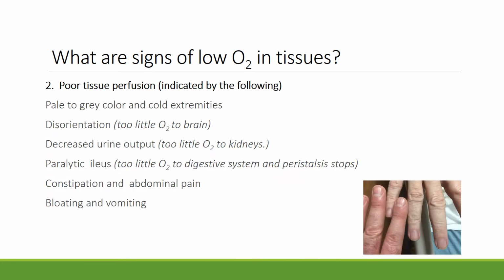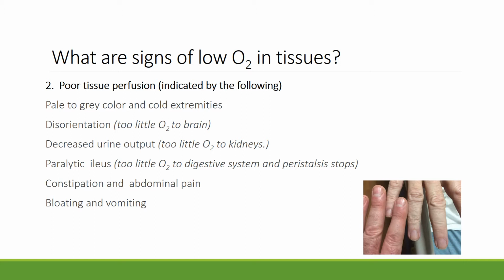Another sign of low oxygen in the tissues is poor tissue perfusion. How do you know when you have poor tissue perfusion? These following signs will tell you that. If the person has a pale to gray color and cold extremities, if they're disoriented, and that's because there would be too little oxygen to the brain, if they have a decreased urine output, and this is because there's too little oxygen to the kidneys, a paralytic ileus, which means that the ileum is not moving, and that's because there's too little oxygen to the digestive system and peristalsis stops.